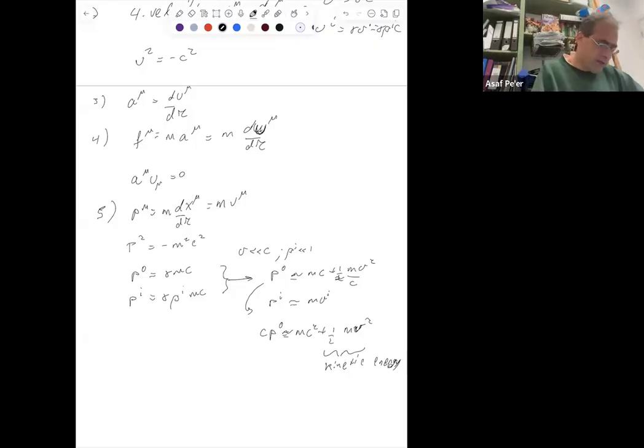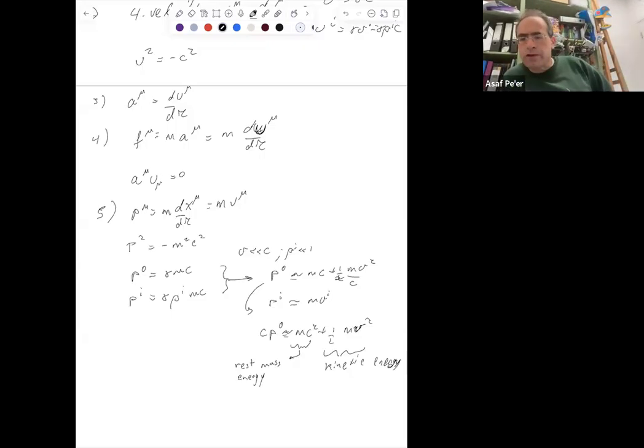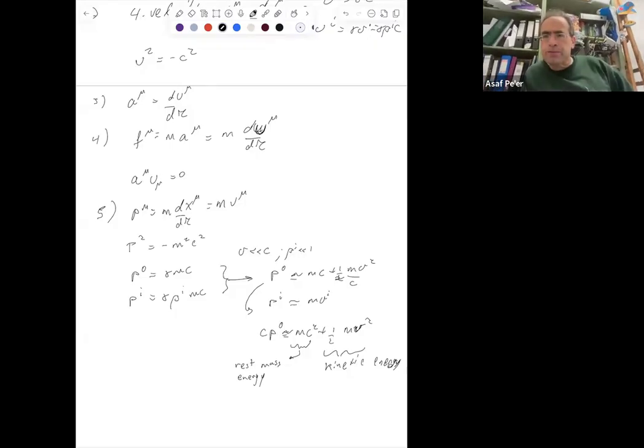And therefore, Einstein identified this term as a rest mass energy. It simply fell out of the equations right away. Didn't need to do anything. Just need to write down the equations properly.